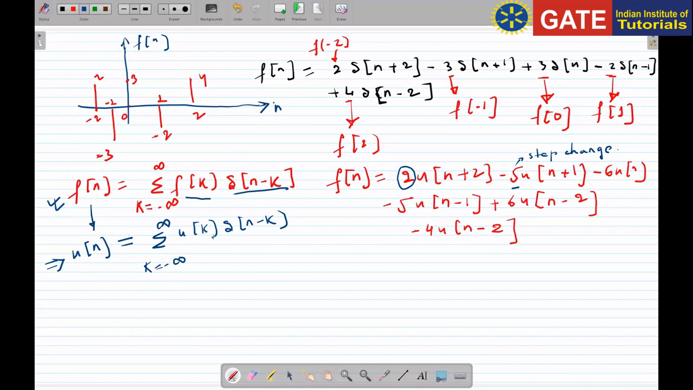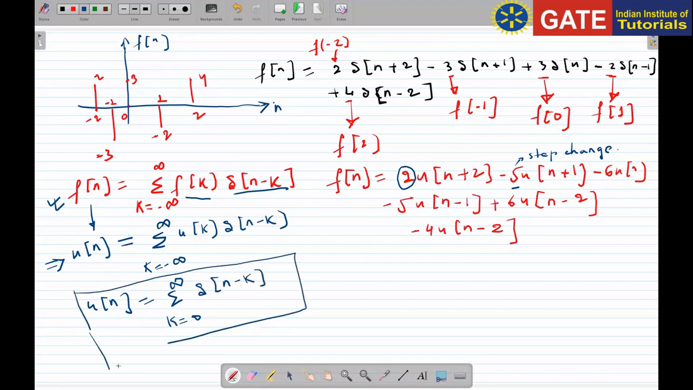Since u of k runs from k greater than or equal to 0, and is 0 for k less than 0, we can write u of n as the summation for k equals 0 to infinity of u of k, which is 1, times del of n minus k. So this is the formula we have found.